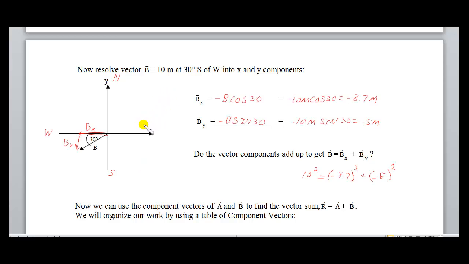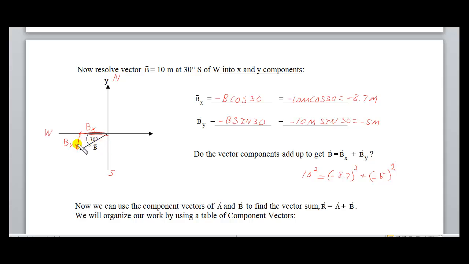Okay, let's see what we've got here. Here's our component in the x direction, b sub x, and notice it's going in the negative direction. Here's our component b sub y. It's going in the y direction, but also in the negative y direction. These components add up to give me my resultant. Remember, connecting the tail of one to the head of the other. Go back to the tail of the first, connect to the head of the last. So this is my vector sum.